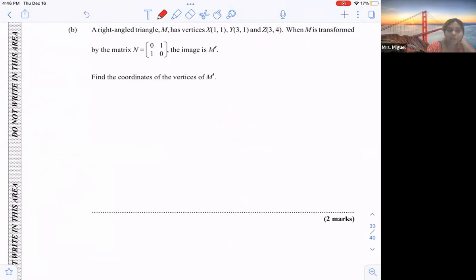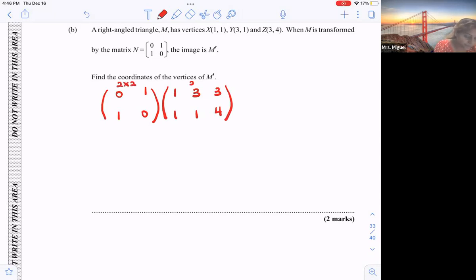A right angle triangle has vertices 1, 1, 3, 1, 3, 4 when M is transformed by the matrix. So 0, 1, 1, 0, 1, 1, 3, 1, 3, 4. So this is a 2 by 2. This is a 2 by 3. The resultant matrix would be a 2 by 3.